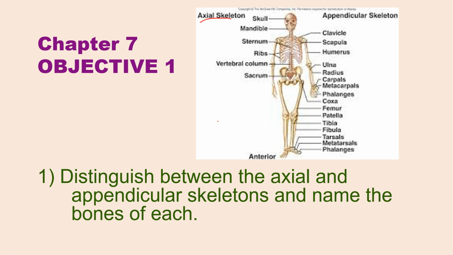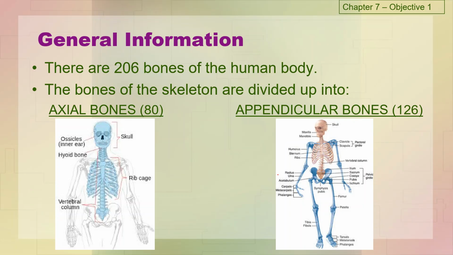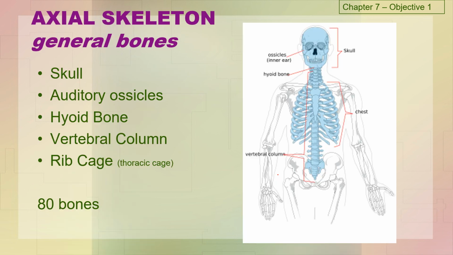So again, looking at the different bones, you can see here some bones of the axial skeleton on the left-hand side of the image. These are just some of the different axial bones. And then you can see the list of appendicular bones, which are going to be in chapter 8. There are 206 bones in the human body. 80 of them are going to be axial skeleton bones. 126 are going to be appendicular skeleton bones.